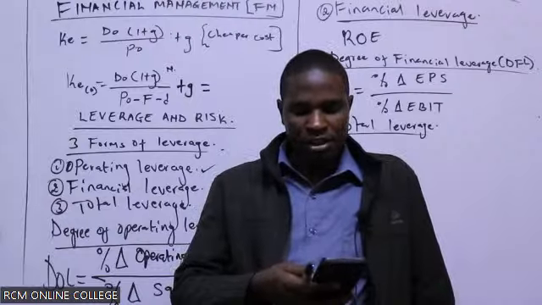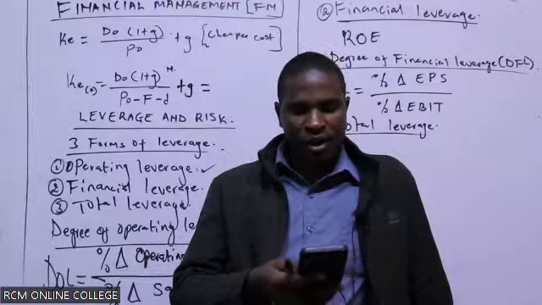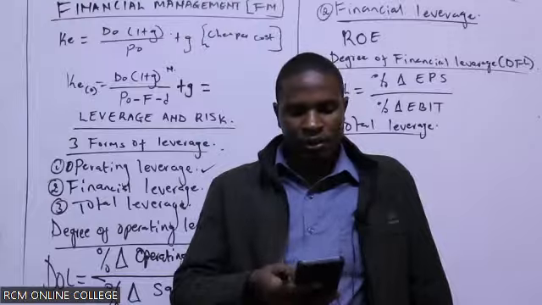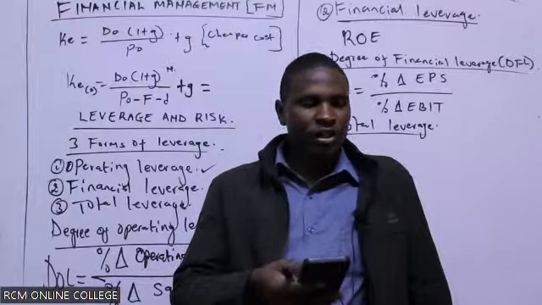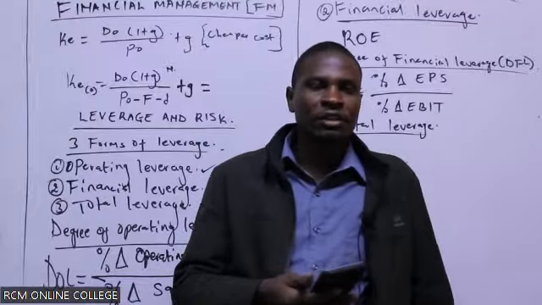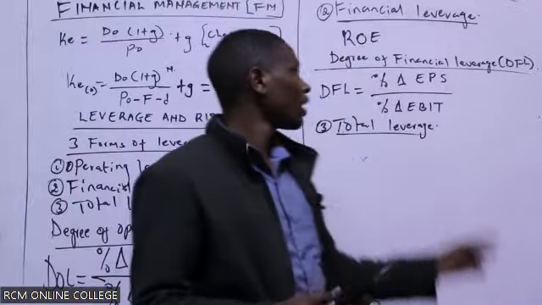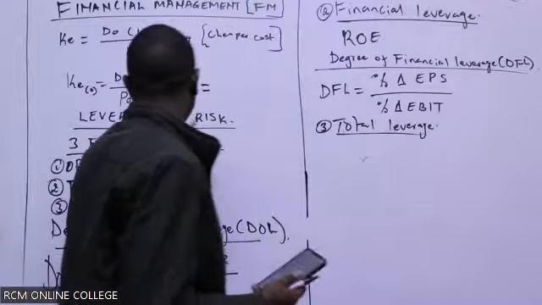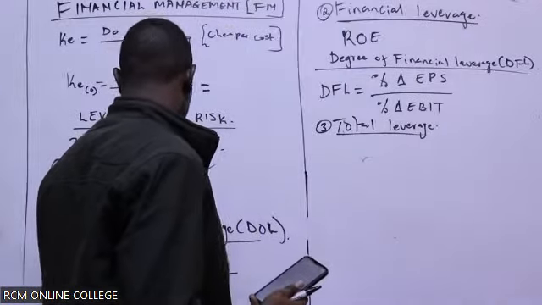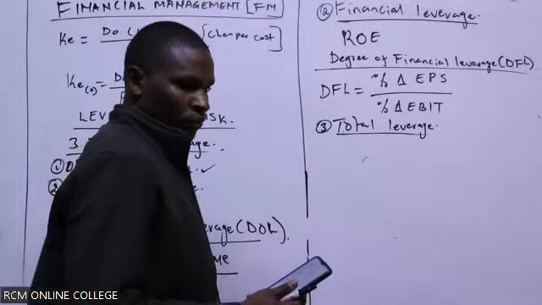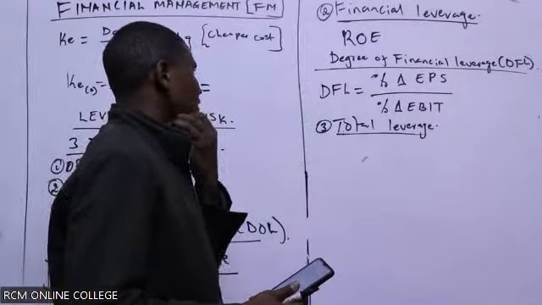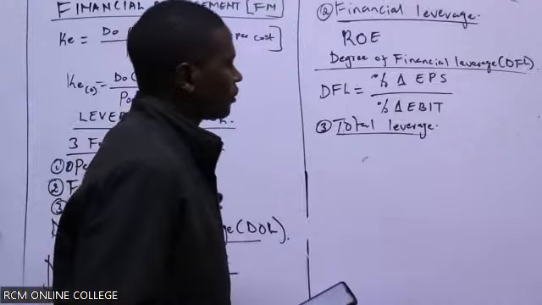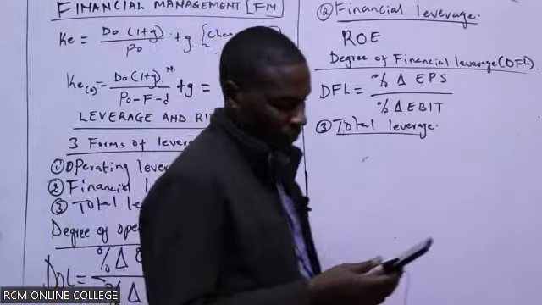to changes in what? In sales. You see, now sales zilikuwa zinapatikana huku, so inajaribu combine. It measures the sensitivity of earning per share to changes in sales.